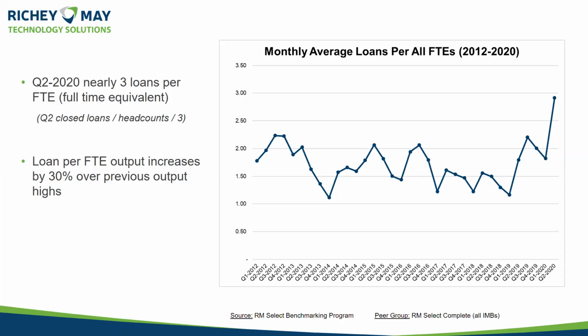So if we look on the left-hand side of this chart for Q1, we'll see about 1.75 closed loans per headcount. And this is going to be a monthly average, so that's per month. And then if we scroll over to the far right, we're just under 3 loans per FTE. We're actually at about 2.9, more specifically, closed loans per FTE. And so that's about a 30% increase over previous highs.